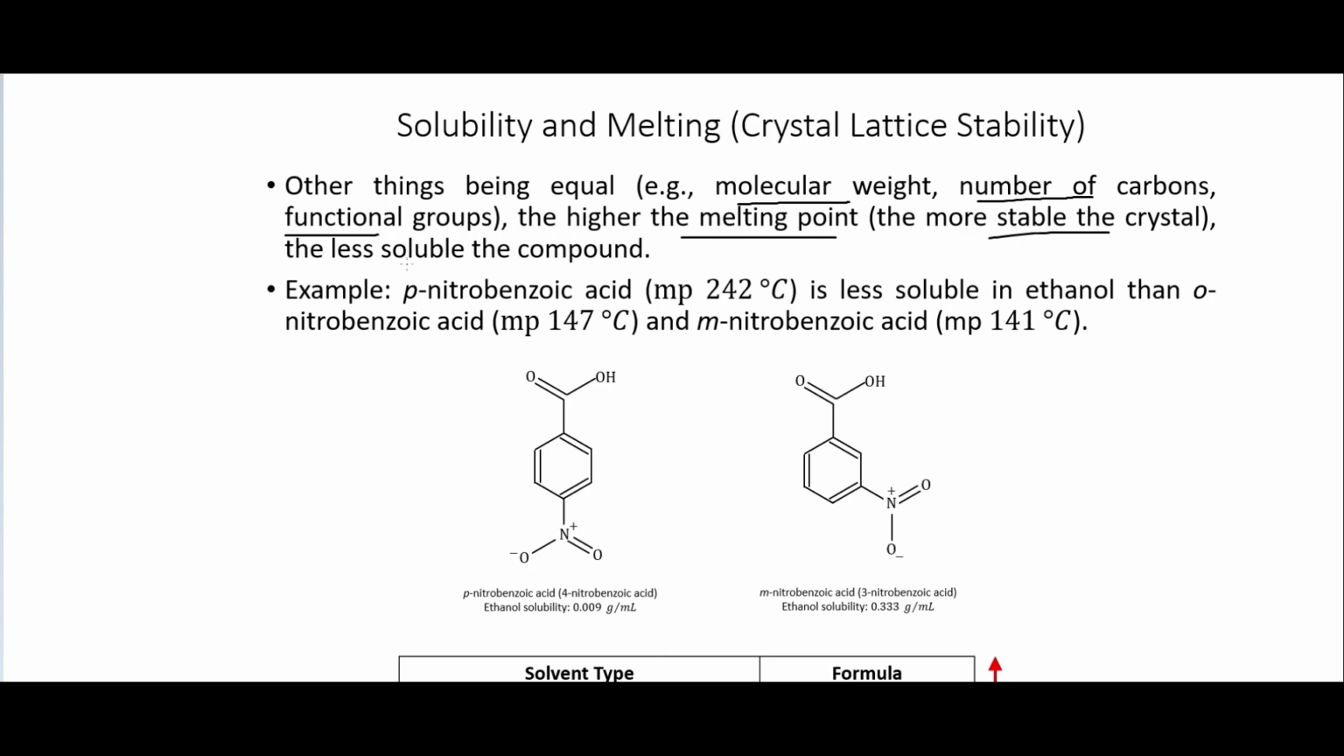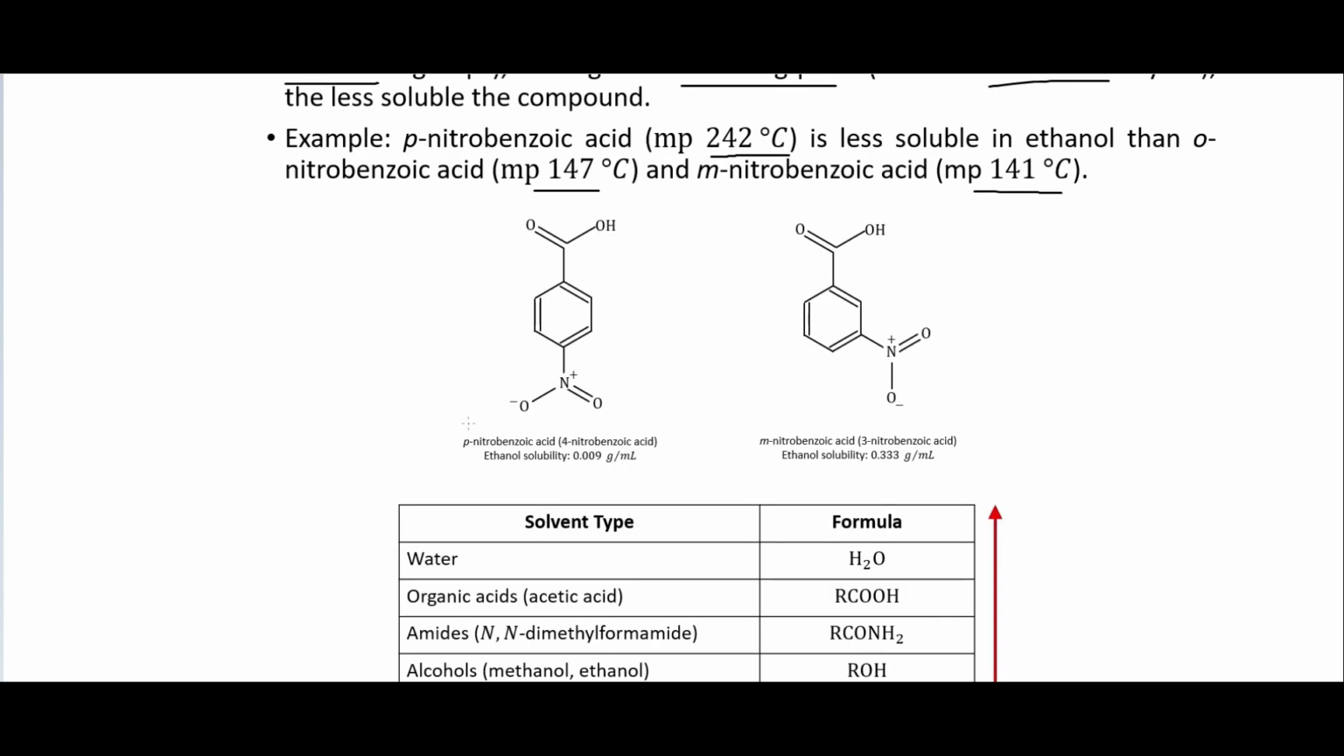So for example, this para-nitrobenzoic acid, which has a melting point of 242 degrees Celsius, is less soluble in ethanol than this ortho or meta nitrobenzoic acid, which both have lower melting points here. And so this p-nitrobenzoic acid is soluble in ethanol at 0.009 grams per milliliter, where the meta, I wasn't able to find anything for the ortho-nitrobenzoic acid solubility, but the m-nitrobenzoic acid is 2 orders of magnitude more soluble in ethanol than is the para-nitrobenzoic acid.